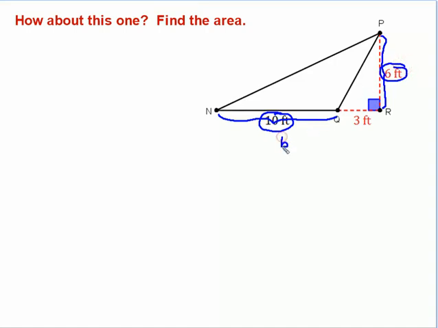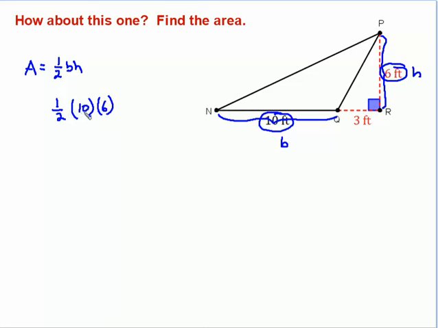We've got my base and my height. And what was my formula for the area of a triangle again? Area was equal to 1/2 times the base times the height. Don't forget that 1/2. So we got 1/2 times the base, which we said was 10 feet, and the height, which we said was 6 feet.